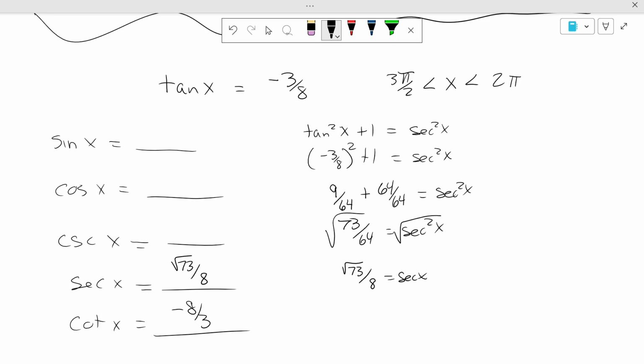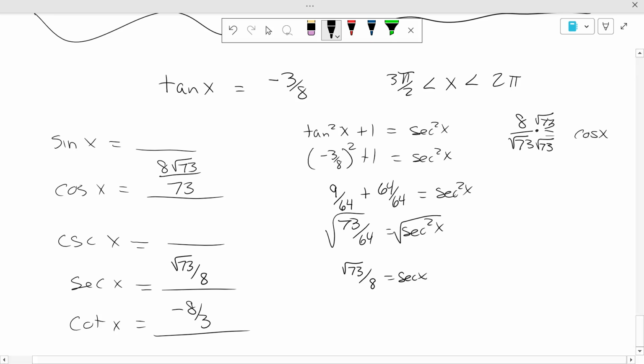So once we get secant, what do we find? Cosine. So 8 over the square root of 73 equals cosine. But we don't leave it like that. We have to multiply top and bottom by the square root of 73. So cosine is 8 square root of 73 over 73.